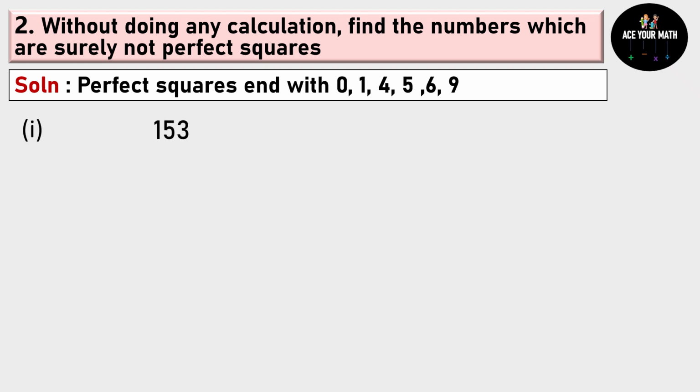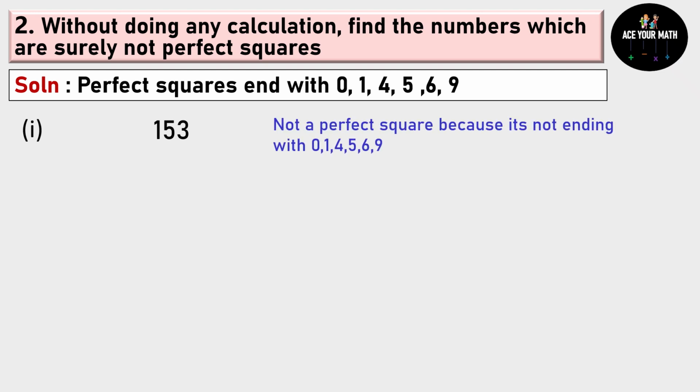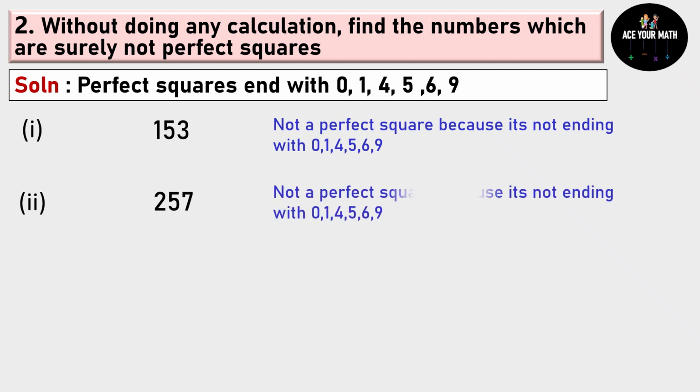See, in the first question, the unit digit is 3. So you can easily write that this number is not a perfect square because it is not ending with 0, 1, 4, 5, 6 or 9. Now look at the second question. It is 257. Which digit is at the unit place? It is 7. So you can write it is not a perfect square because it is not ending with 0, 1, 4, 5, 6 or 9.